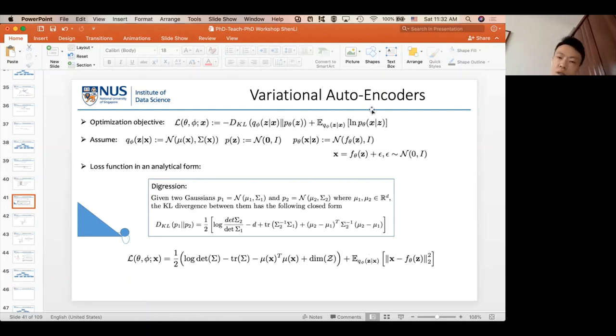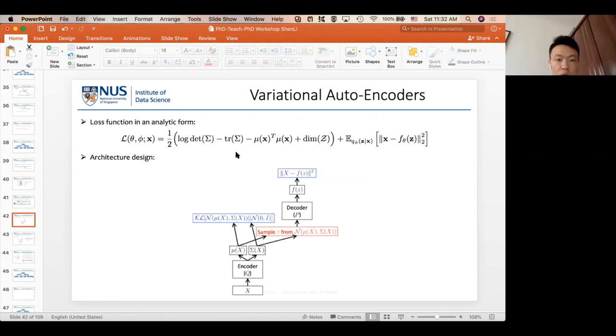You see there's a reconstruction loss from this conditional likelihood term, and you retrieve the loss function for the autoencoder. But we don't call it autoencoder because this is probabilistic, and this is variational, so we call it VAE. Now we have this loss function in analytic form.